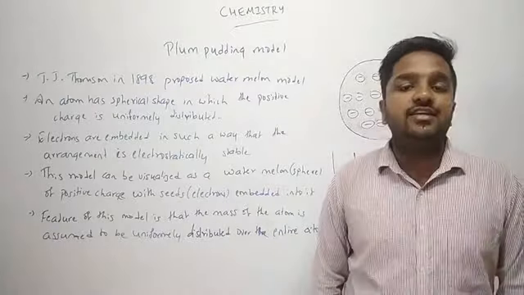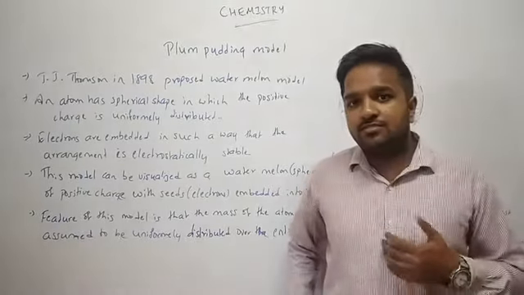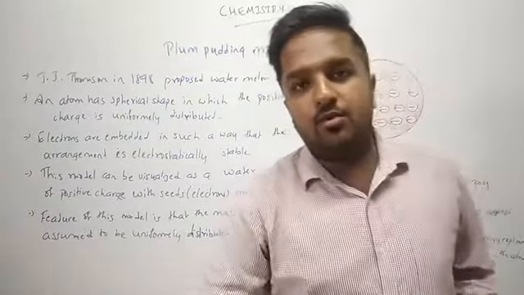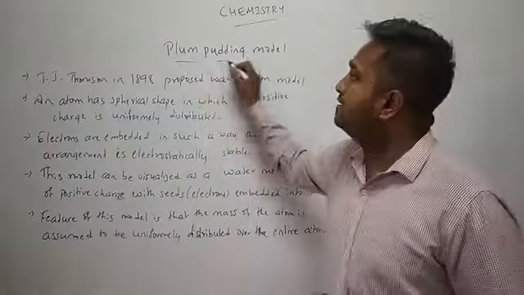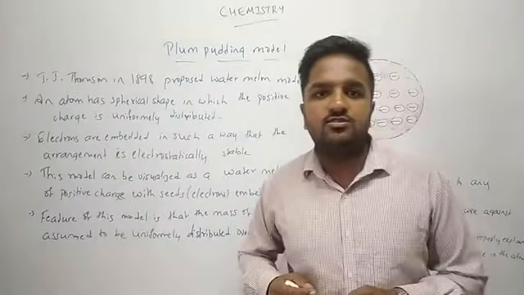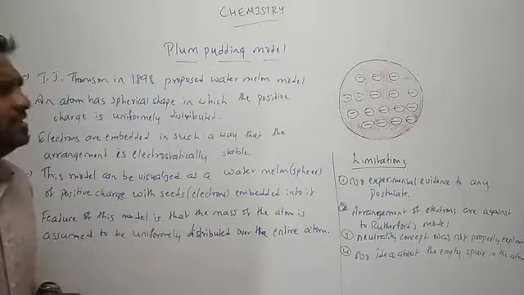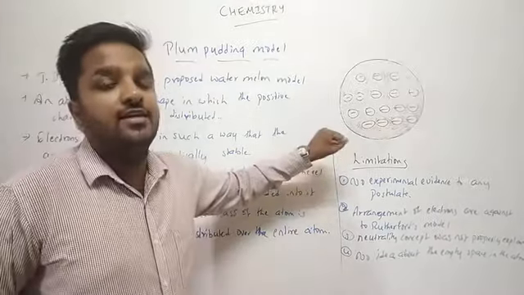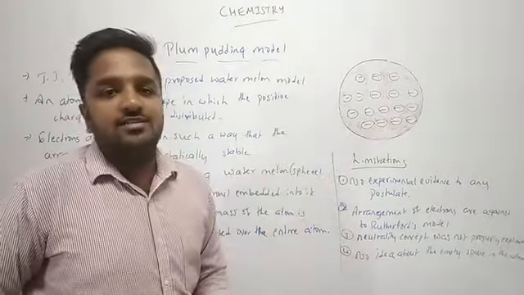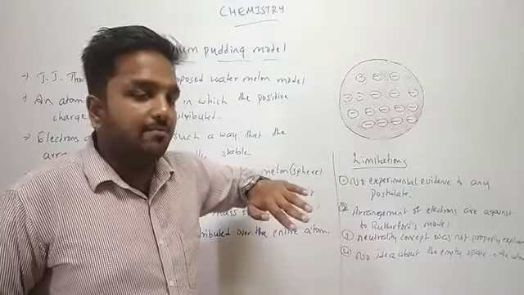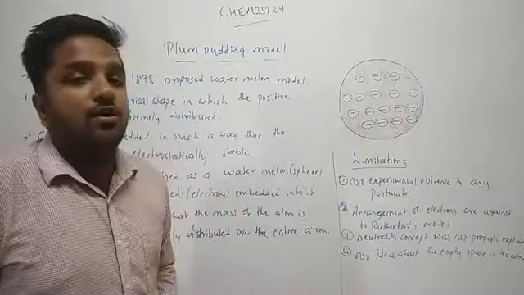So let us look in detail at J.J. Thomson's atomic model, which we generally call the plum pudding model, and also the watermelon model. Clear? So this is the structure he demonstrated in J.J. Thomson's atomic model, also known as the plum pudding model. It's just like a plum cake.